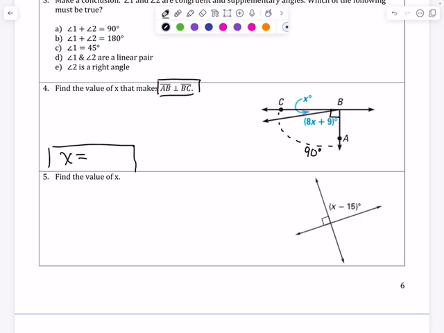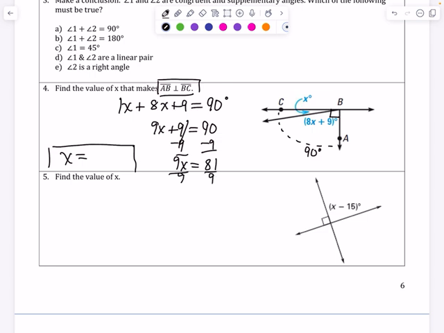If they are perpendicular, they are complementary, meaning making a 90-degree angle. So just like we did in section 2.1, x plus 8x plus 9 is equal to 90. So I'm going to have 9x plus 9 equals 90. Subtract 9 on both sides. 9x is going to equal 81. And then when I divide by 9, x will equal 9.